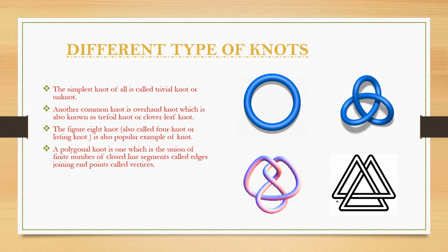Now we deal with different types of knots. The simplest of all knots is called a trivial knot or unknot. That is something that you can view as a circle or better say a ring. Then the other common knots that we can say is overhand knot, which is also known as trefoil knot or clover leaf. And the other famous one is the figure eight knot, which is also known as four knot. Trefoil and figure eight knots are something that you come across when you study the basics of knot theory. Now, a polygonal knot is a knot which is a union of finite number of closed line segments joining vertices, something that you can just compare with a graph.